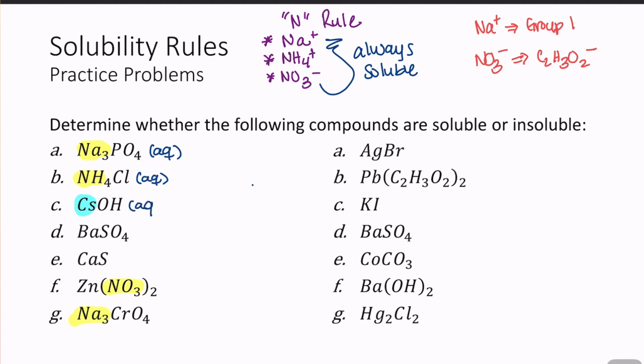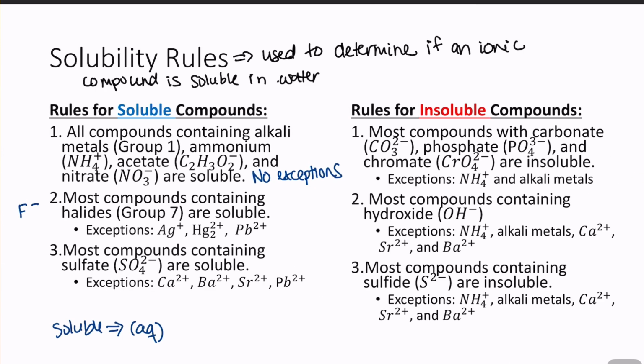Cesium hydroxide, zinc nitrate, and sodium chromate. Look at that. All of those I remembered, or I know about the solubility just because of the N rule. So the only two I really need to look at are barium sulfate and calcium sulfide. So let's look at barium sulfate first. When I look at my solubility rules, I need to look for barium and sulfate.